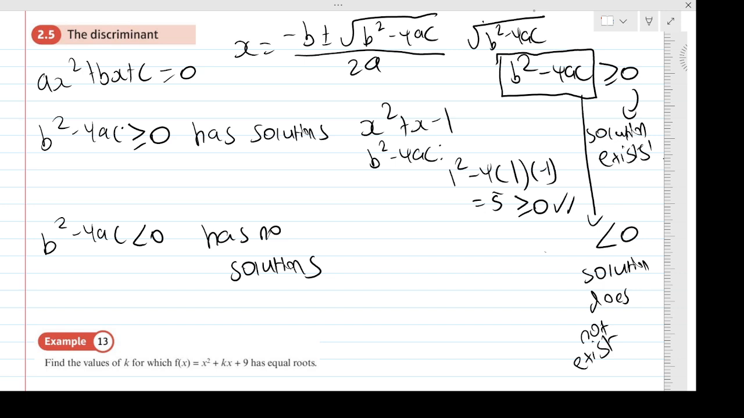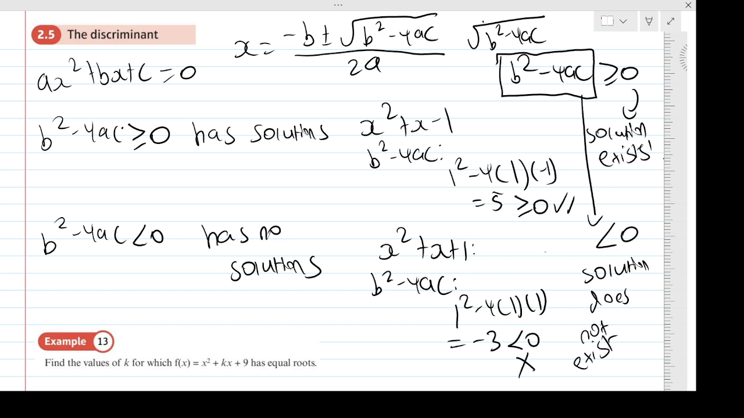So it has solutions. And then if it has no solutions, again, let's take our other example, x squared plus x plus 1. Then if we compute b squared minus 4ac, we have 1 squared minus 4 lots of 1 this time because it's positive 1 at the end. Well, that goes to minus 3, which is less than 0. So we have no solutions, which is what we got, right? At the end, we got a negative square root, so we knew that we couldn't solve it.